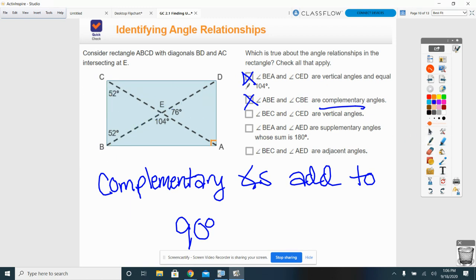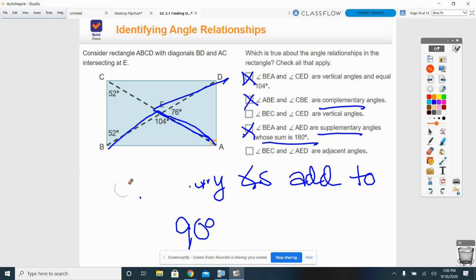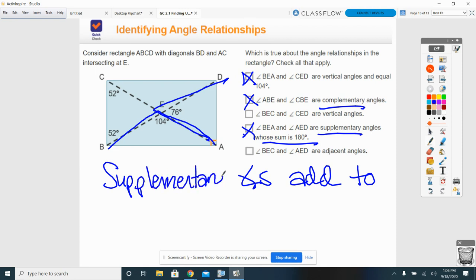Next, BEA, and AED, are they supplementary, which adds to 180? Do they make a straight line together? Yes, they do. That's another word for you to write down in your notebook for you to know, and that's called supplementary angles. It's another word for linear pair. Supplementary angles add to 180 degrees. So that one is true.